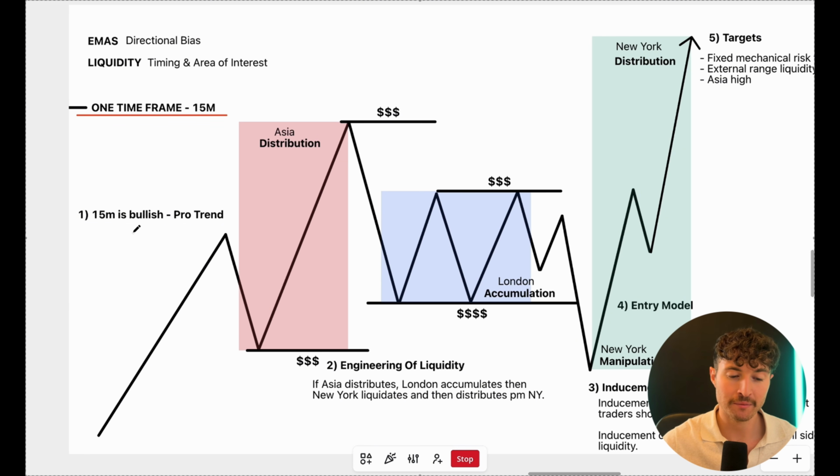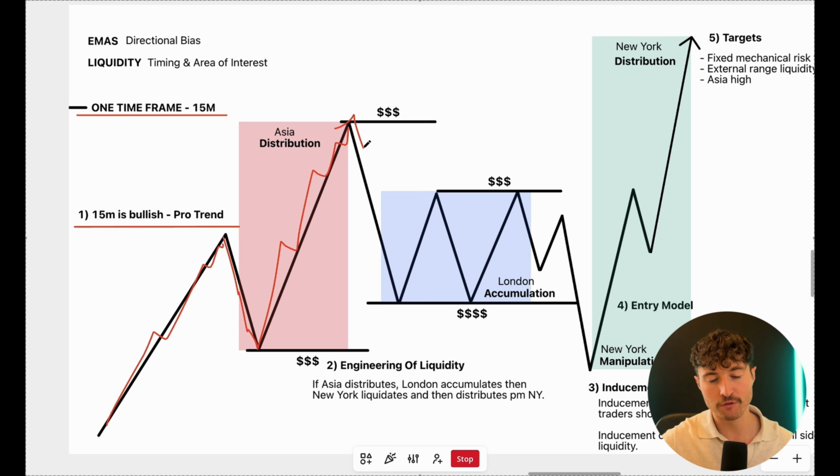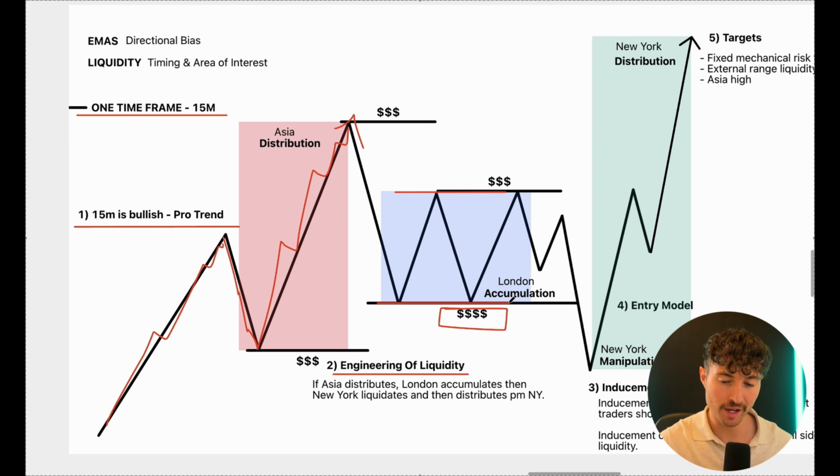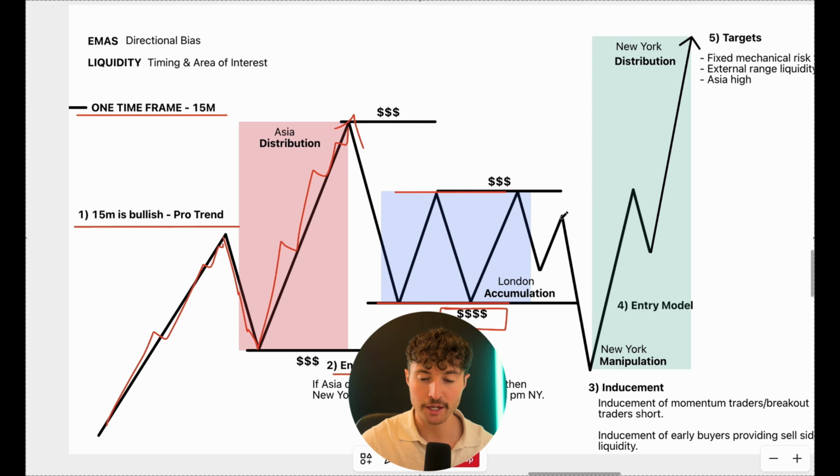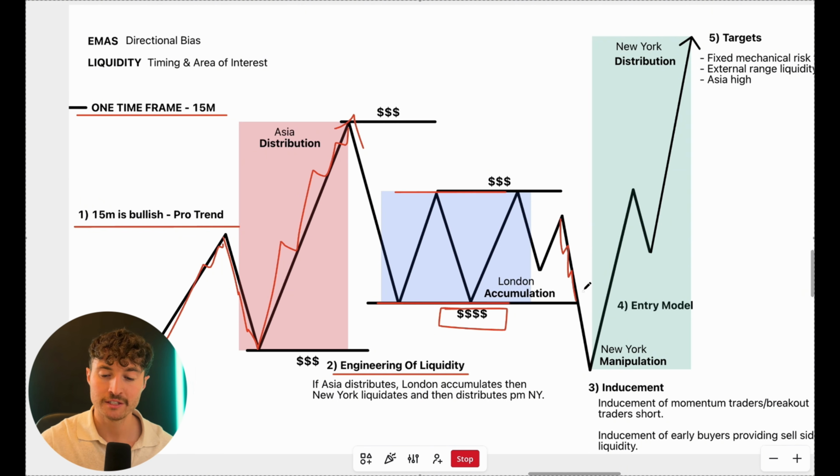So again, 15-minute time frame, let's say we have a bullish market regime and we see a pullback, and then Asia distributes in price, which just means that it impulsively moves to the upside. Well, then the expectation is that the engineering of liquidity, right, this sell side liquidity needs to be generated. So if Asia distributes, we can expect London to accumulate, meaning that London goes sideways, and then we can expect the inducement for price to come down to this low.